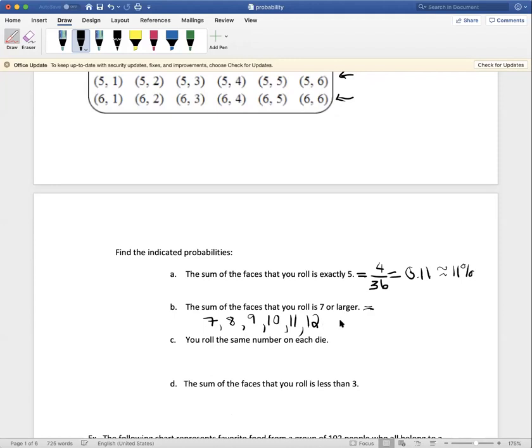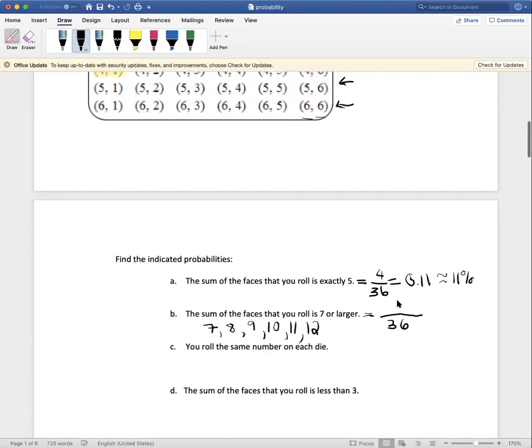And I want to make sure you understand why it's not possible for us to roll a 13. Remember that the largest value that we're going to get on each one of the faces is 6. And so 6 plus 6 gives us 12. So we're maxing out there at 12. So let's take a look. And again, it's going to be out of 36. Let's see if we can find the probability that the sum of the faces we roll is 7 or larger.